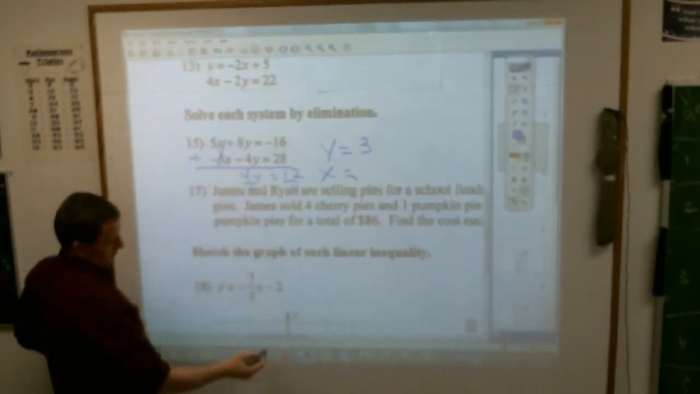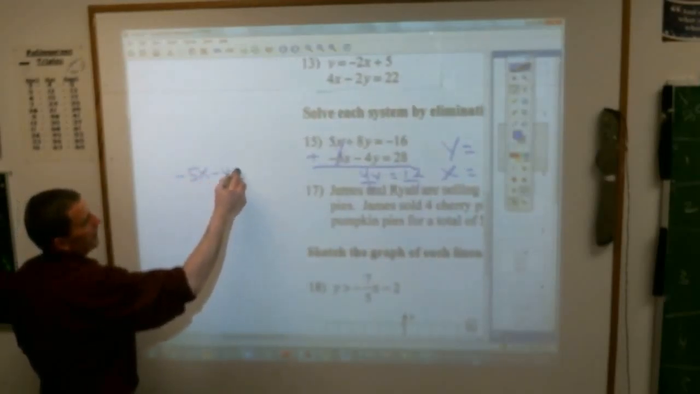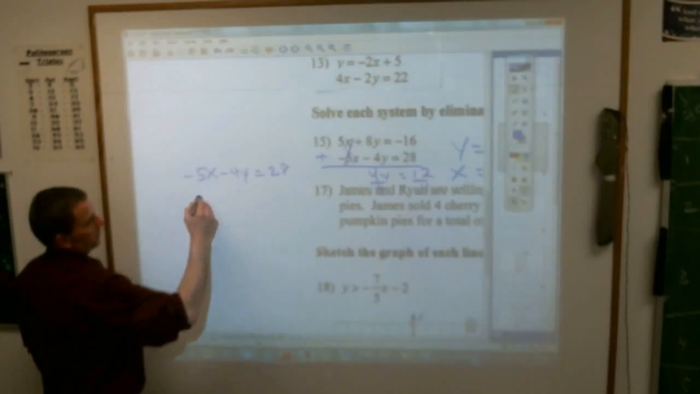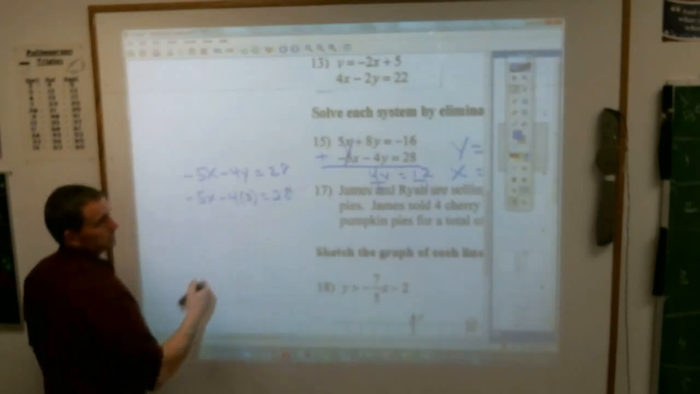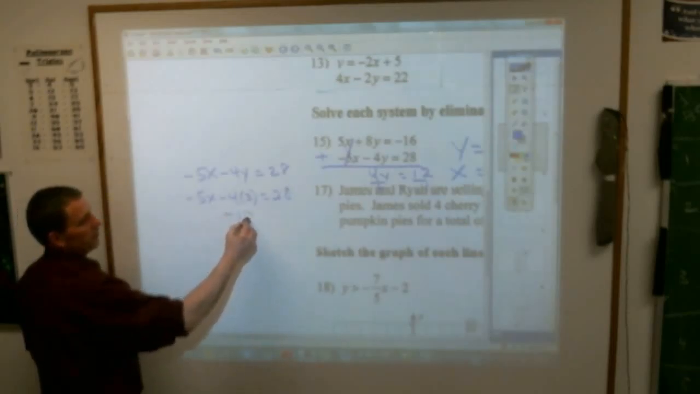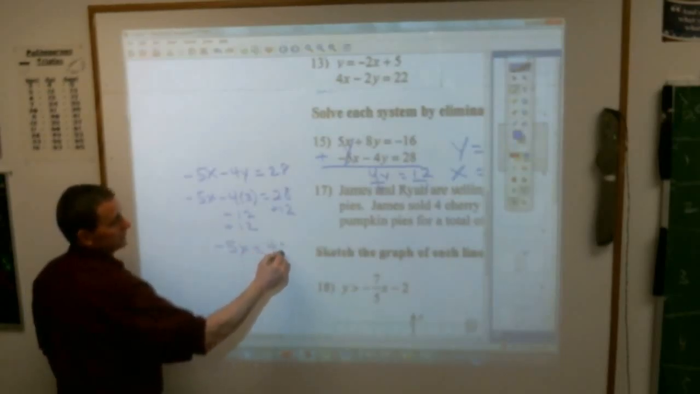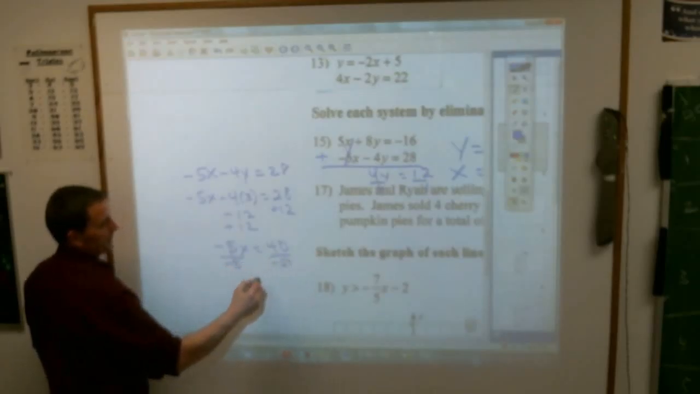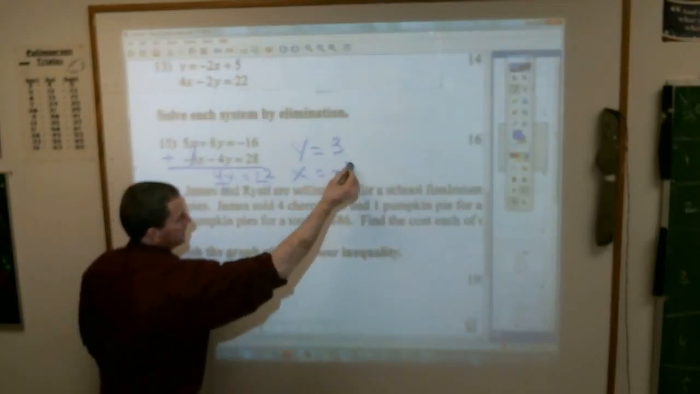Okay, let's switch over here because I got some room. I'm going to take negative 5x minus 4y equals 28, and I'm going to put in for that letter y 3. So right here I'm going to put a 3. Negative 5x minus 4 times 3 equals 28. 4 times 3 is 12. Move that 12 over there, I add 12. So I end up with a negative 5x equaling 40. Divided by my negative 5, negative 40 divided by negative 5 is a negative 8. And that's what goes here. Negative 8.